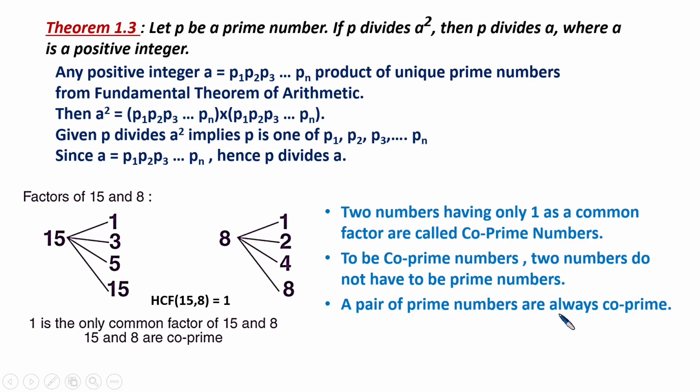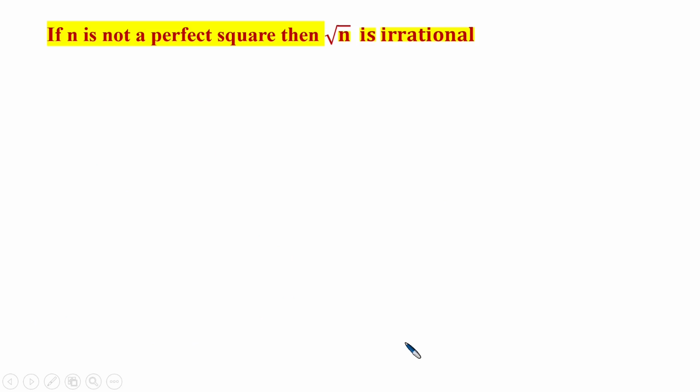Okay, if they are prime already, then they are co-prime, because they are only divisible by 1 or by itself. Now let us discuss: if n is not a perfect square, then the square root of n is irrational. For example, if n is a perfect square, say 25, which is 5 squared, then the square root of 5 squared is 5. So that is not irrational. But for some other number, if you cannot write n in terms of a square, then it is an irrational number.